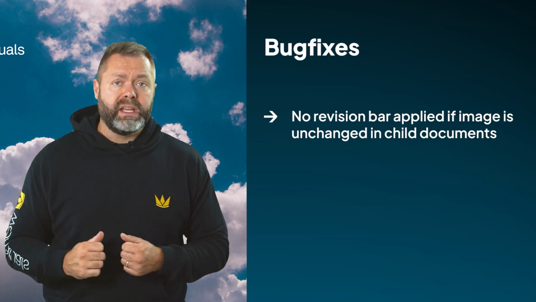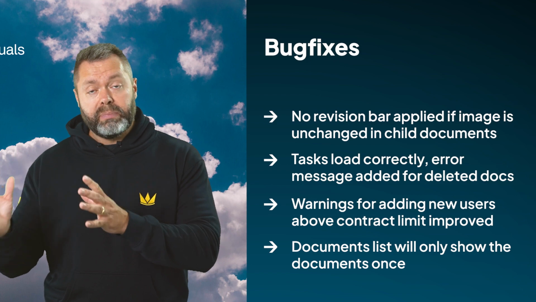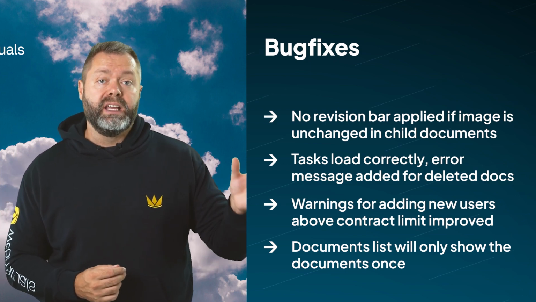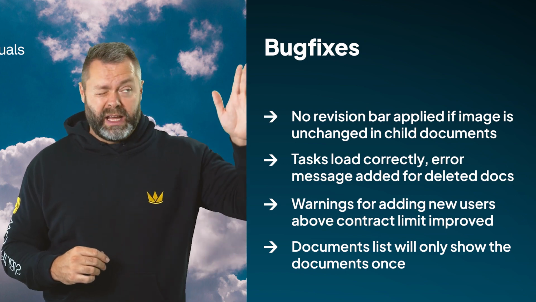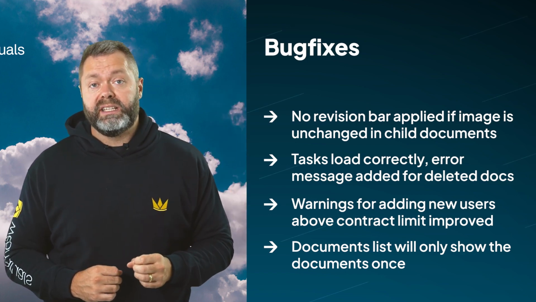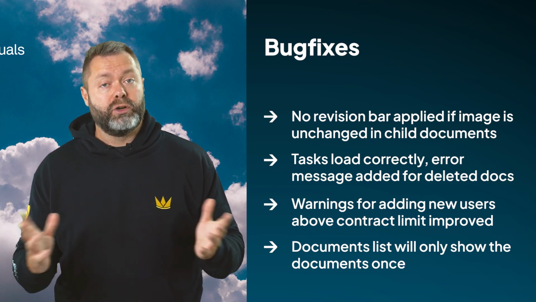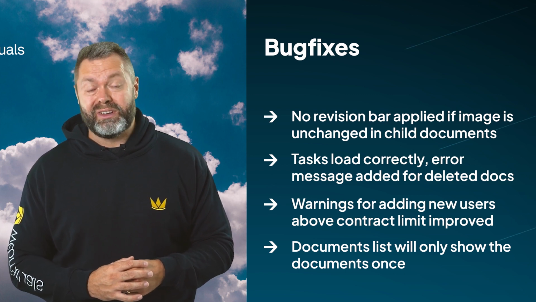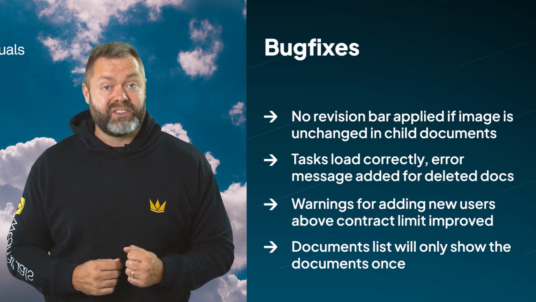We fixed sections with uploaded images in a template document. When it's updated to a child document, previously those images would be overwritten, hence a revision bar would show up in the side. We fixed that because the images were not new every time, so it's better not to give false revision bars. So now the images will not have revision bars unless they're actually changed.